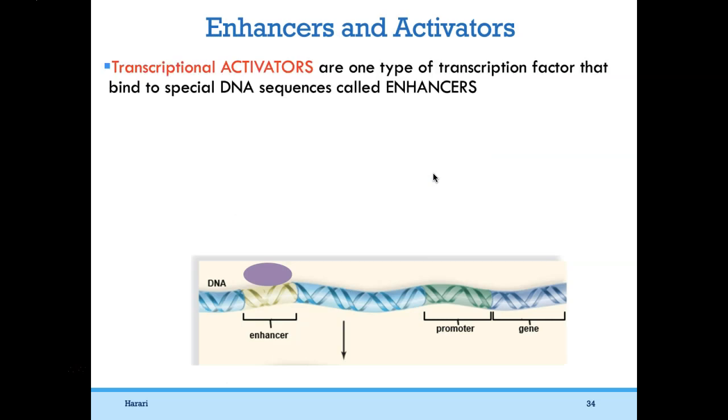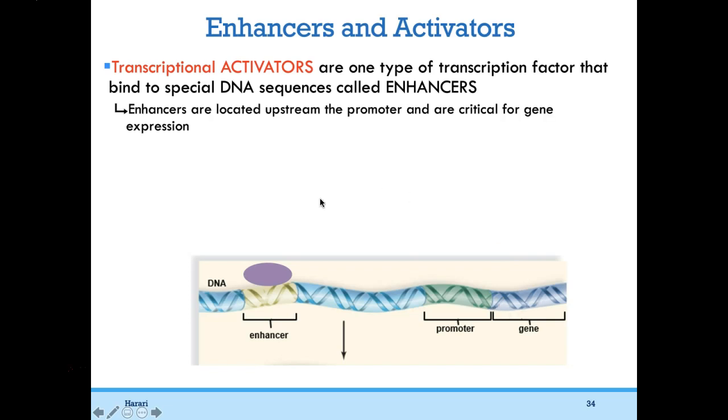So now we're going to talk about transcriptional activators, which is just one type of transcription factor. Remember, transcription factors are proteins. So a transcriptional activator is a type of protein that will bind to a DNA sequence that's far away from the gene, called an enhancer. So an enhancer is a sequence of DNA, usually on the same chromosome as the gene it controls. So a transcription factor has to bind to an enhancer first before it can actually work and activate gene expression.